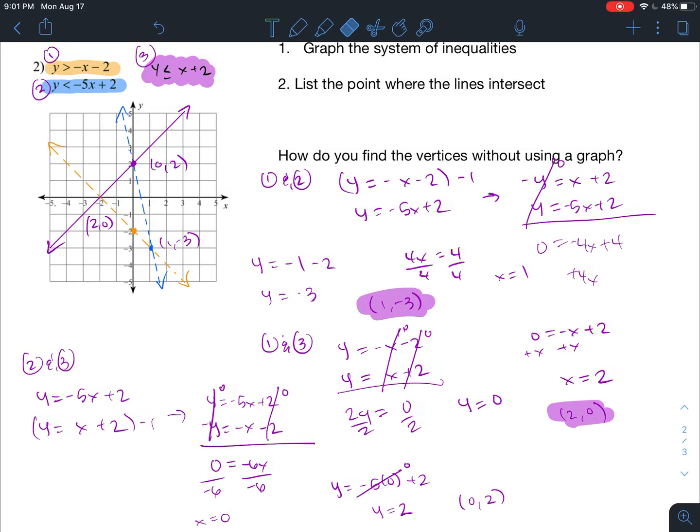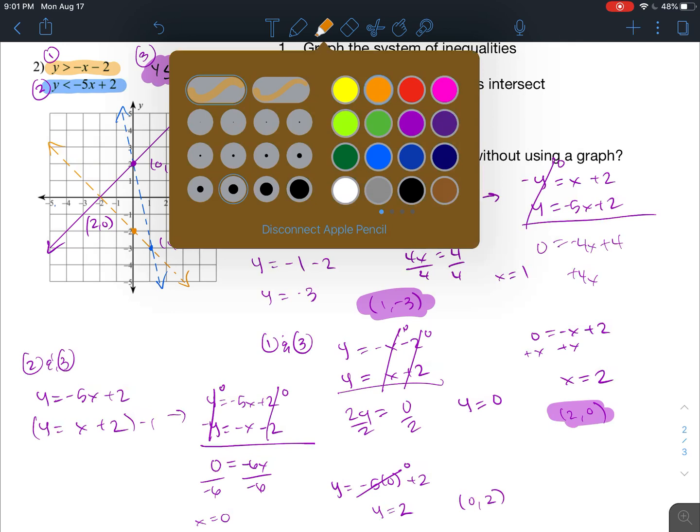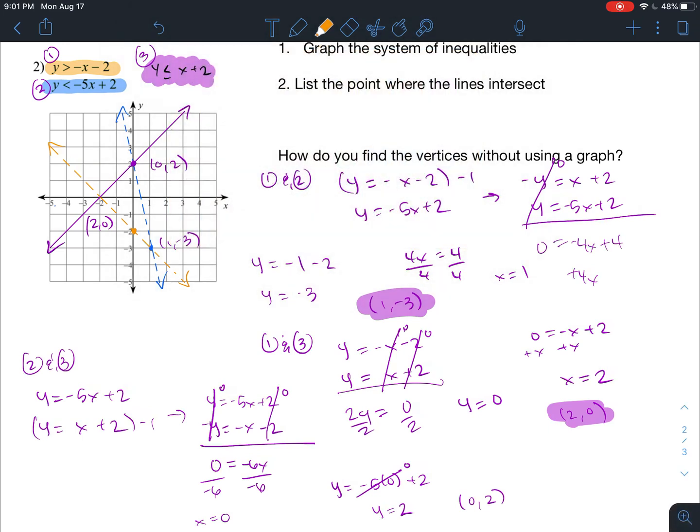Alright, so now you know how to find vertices of 3 linear equations that form a polygon. And we are going to use that in the next lesson going forward. But to finish this off, we need to make sure that we are shading the appropriate areas. So starting with the orange, we said that it is greater than. So we're going to shade above this line right here. So that's this portion of the graph.